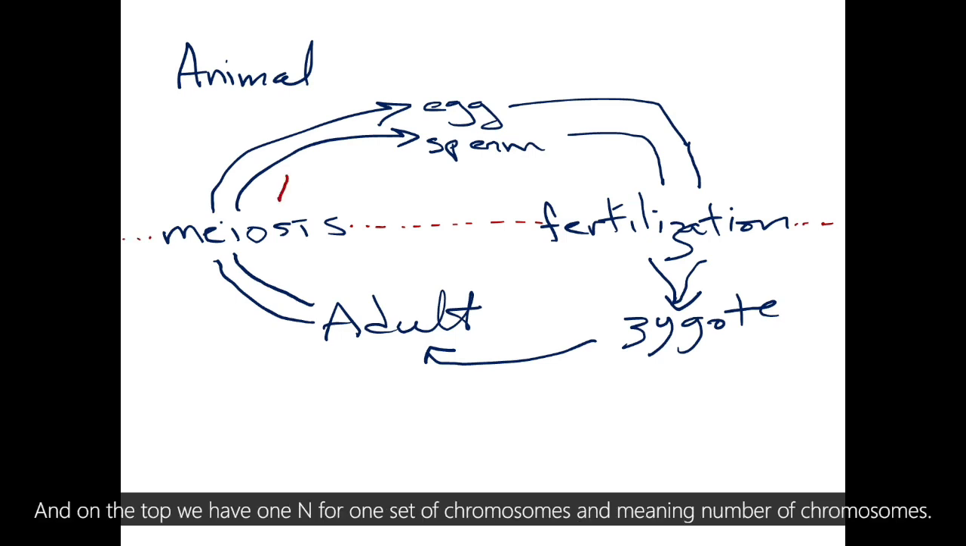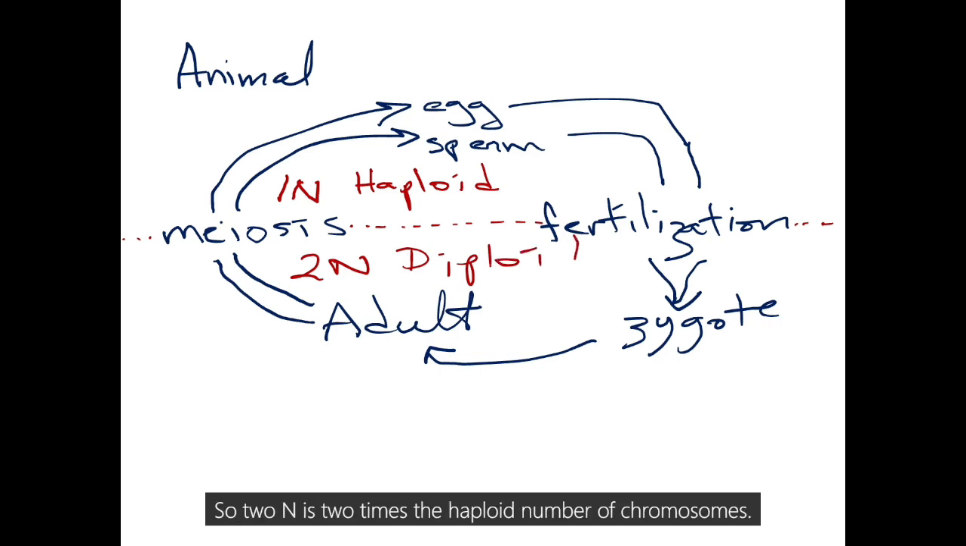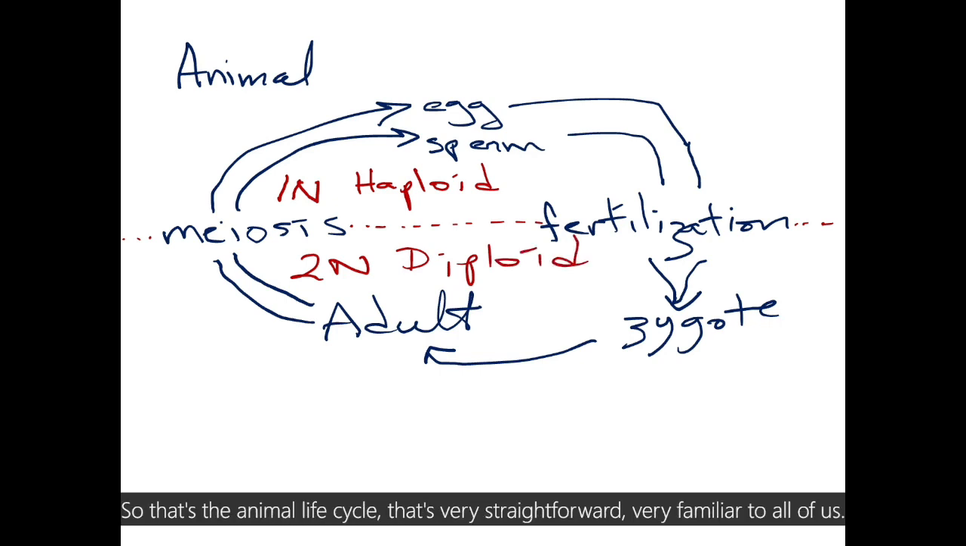And on the top we have 1N for one set of chromosomes, N meaning number of chromosomes. So this is the haploid stage. And on the bottom, below this dotted line, we have the 2N stage, or the diploid stage. So 2N is 2 times the haploid number of chromosomes. So that's the animal life cycle. That's very straightforward, very familiar to all of us.